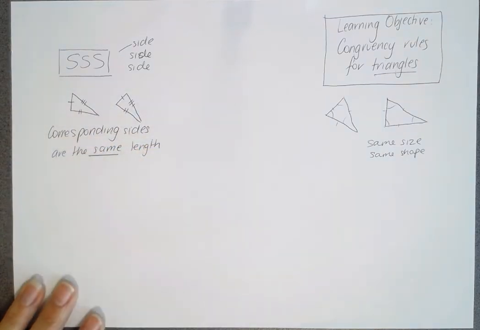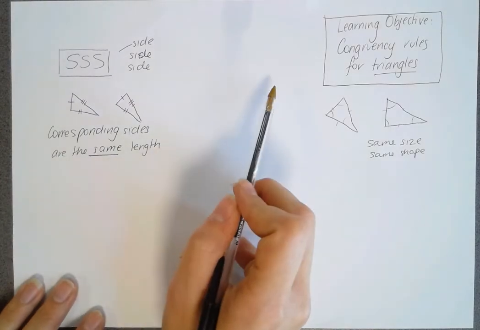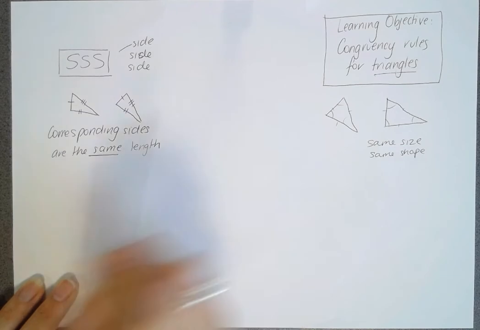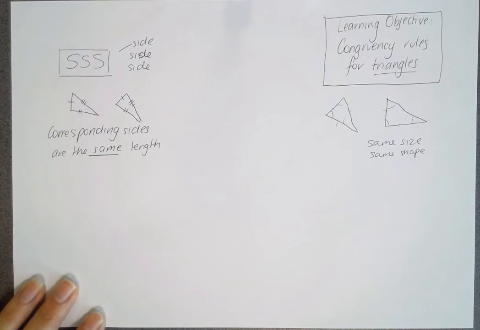That makes sense. If you think of a brick and you've got one size brick, it has to be exactly the same size and length in sides as the next one along. It's the same with triangles. For them to be congruent, they must be the same size.